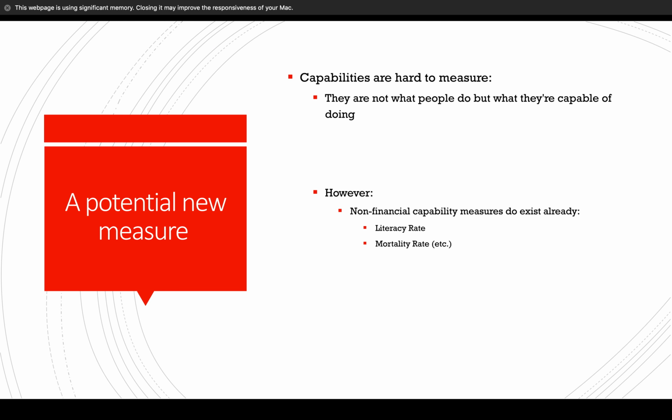It is often argued that capabilities cannot be measured since they're not what people do, but what people are capable of doing. However, non-financial capability indicators do already exist, and these indicators could be integrated into the SPM in order to develop a new measure that aptly fits our definition of poverty. Literacy rate could be one capability indicator since it affects people's ability to get higher paying jobs. Another example is mortality rate, which shows how healthy a group of people are because the health of a person directly affects their ability to earn a good living. These indicators would have to be chosen in accordance with what we define the central capabilities to be.